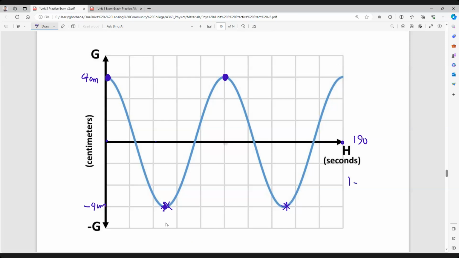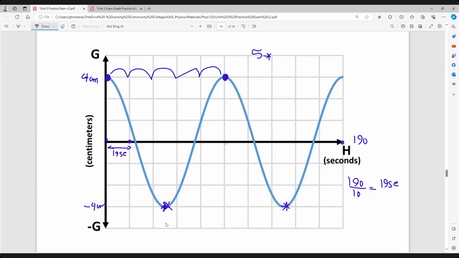So what does it mean? 190 divided by 10 is going to be 19 seconds. What does it mean? It means that from here to here is 19 seconds. Yep. But how many of these do we have here? 1, 2, 3, 4, 5.